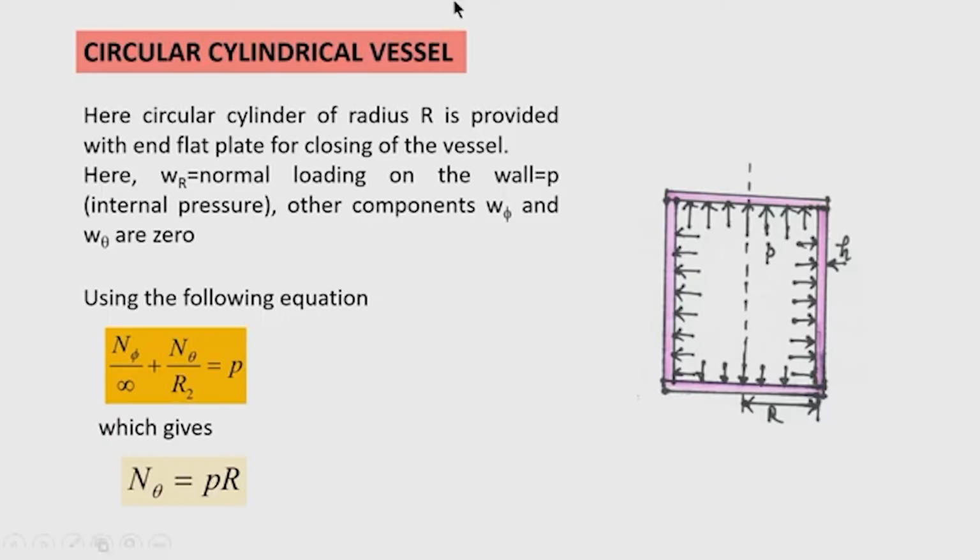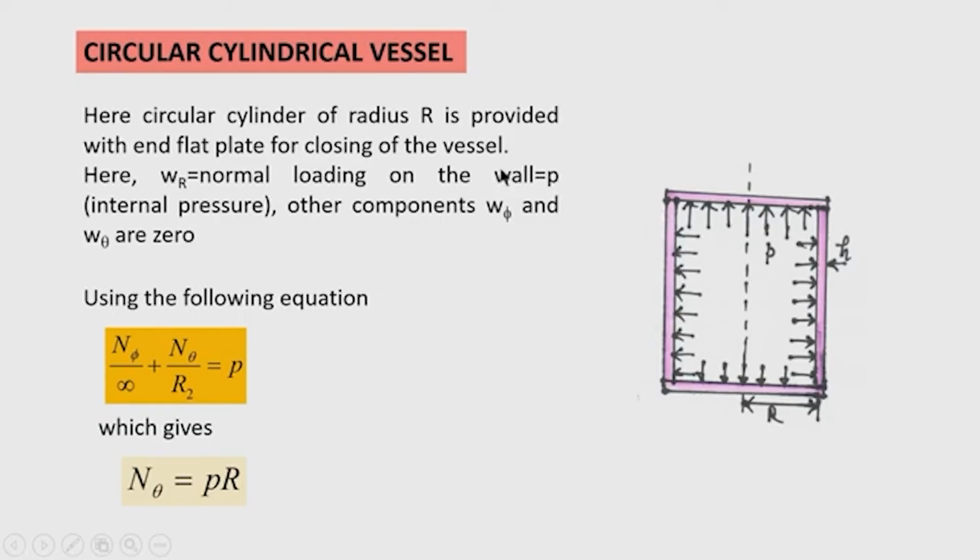Now, here a circular cylinder of radius r is considered and it is acted upon by internal pressure P. The cylinder is provided with an enclosure, and the enclosure is in the form of a flat plate. But in practical purposes, the enclosure may not be a flat plate, it may also be a spherical shell or an ellipsoid or any other form. So, here for simplicity we have taken the enclosure as the flat plate, because our intention is to find out the membrane stresses in the cylinder.